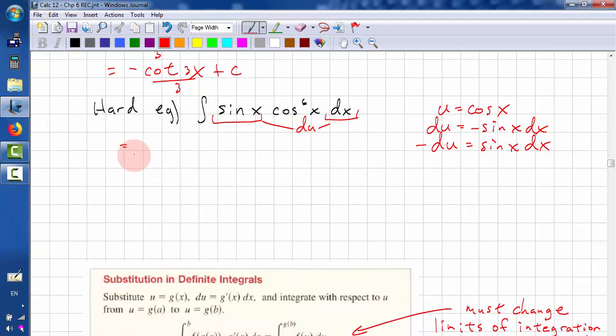So we are integrating negative, because we have the negative here, u to the power of 6 du. And next step, we can integrate this. This is negative u to the power of 7 over 7 plus c. And now we can substitute back: negative cos to the power of 7 x over 7 plus c. So if we use this as u, our du would be cos x, and there's nothing we can do with this power. So our u actually has to be cos x, and you'll just see this with practice.